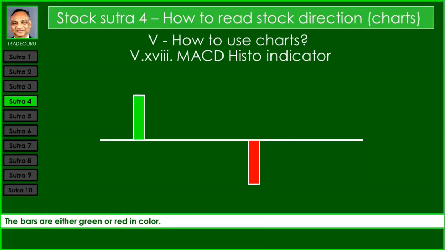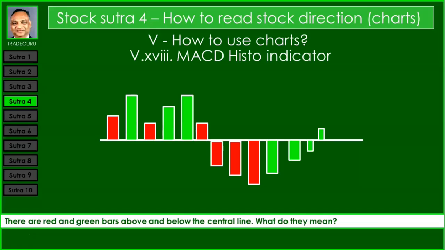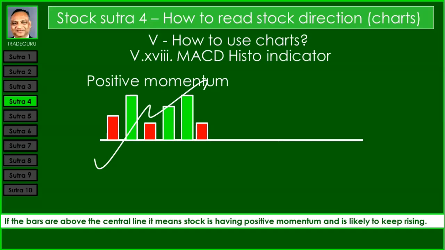The bars are either green or red in color. The length of the bars varies, signifying strength of the momentum. Small bar means smaller strength and vice versa. There are red and green bars above and below the central line. What does it mean? If the bars are above the central line, it means stock is having positive momentum and is likely to keep rising.